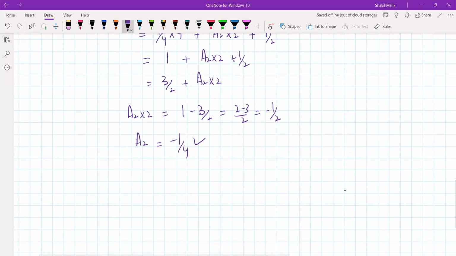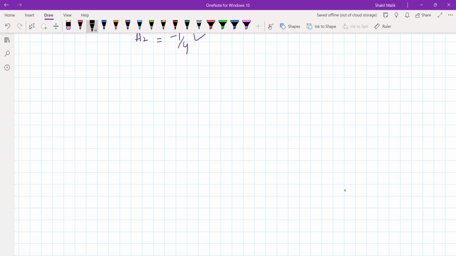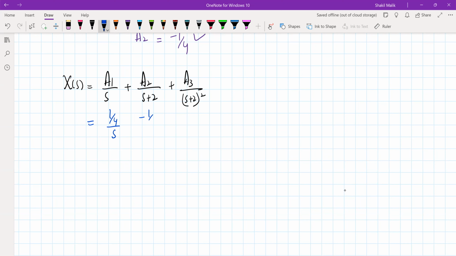So this is how to find A1, A2, A3. After we find A1, A2, A3, substituting the values, A1 is 1 by 4, A2 is minus 1 by 4 times 1 by S plus 2, and A3 is 1 by 2 times 1 by S plus 2 whole square.